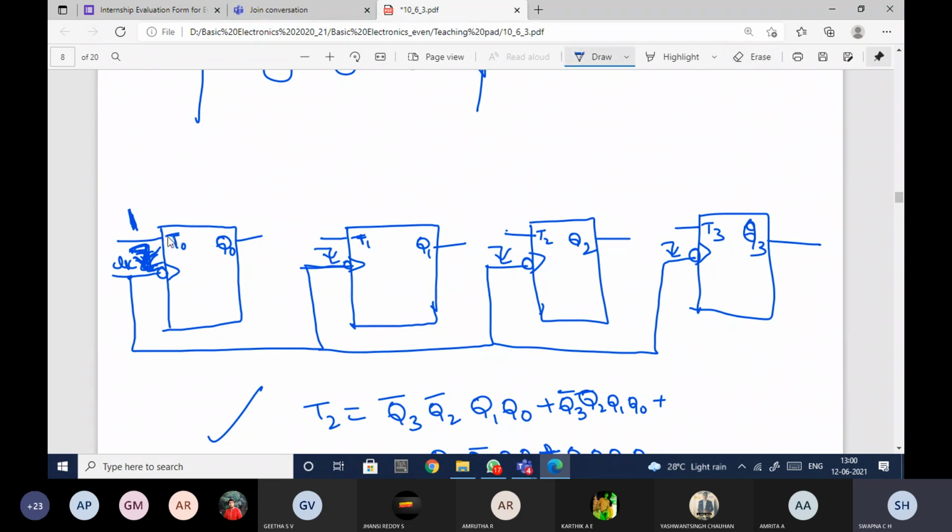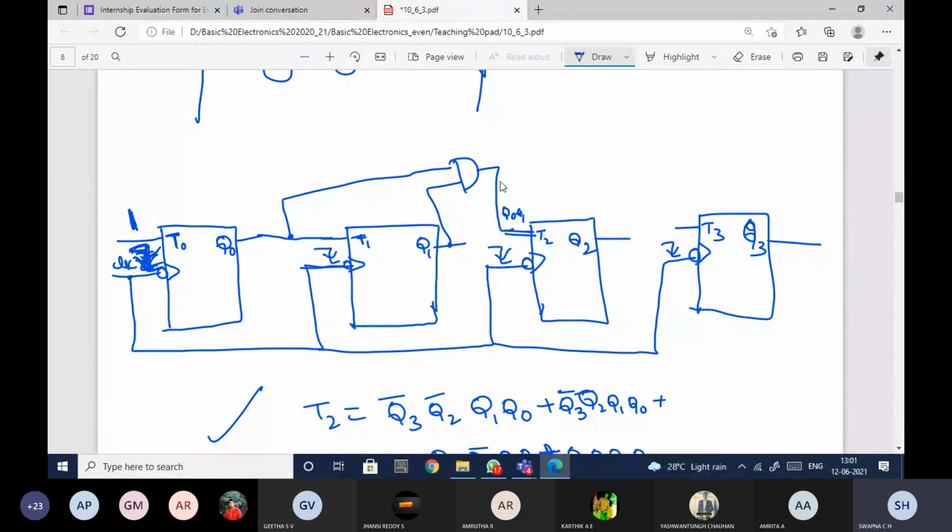As I've already mentioned, T naught will get 1 as its input. T1 input is nothing but Q0, so just give Q0 to T1. And T2 is Q0 and Q1, so connect Q0 and Q1 to the AND gate and give it to this T2. So the output here, Q0 Q1, is given to T2. Now T3 inputs are Q0 Q1 Q2.